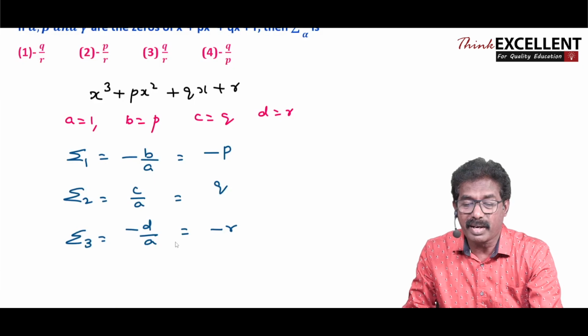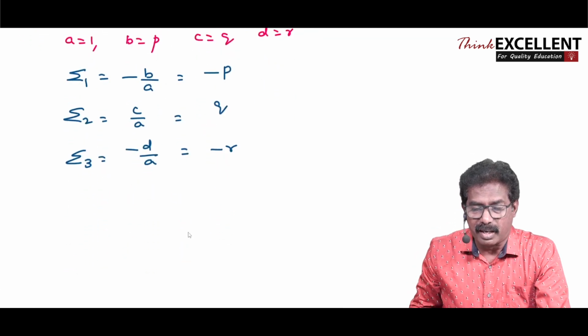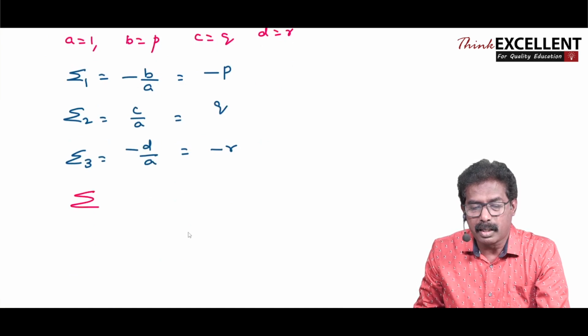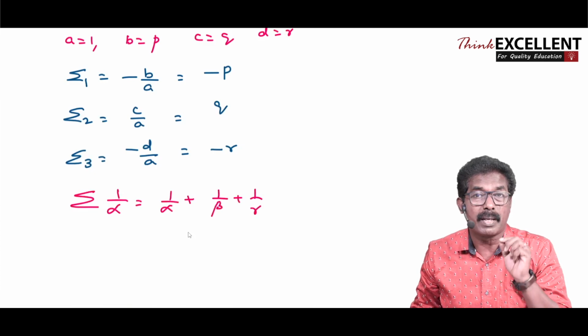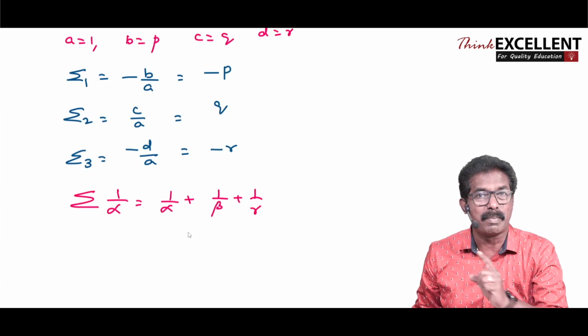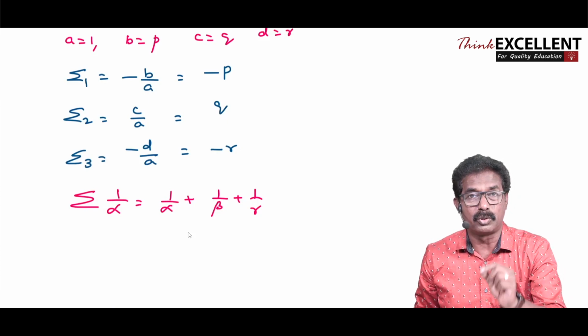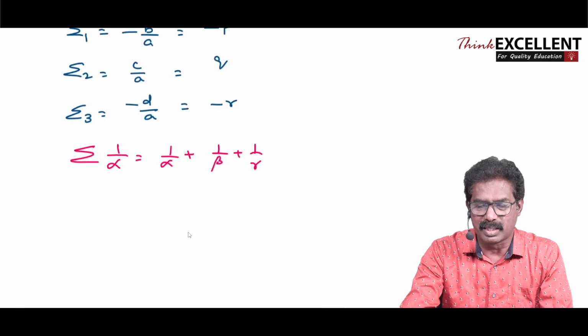See what they asked to find here? They asked to find sigma 1 by alpha, meaning 1 by alpha plus 1 by beta plus 1 by gamma. With proper understanding you learn. Sometimes even in 2 mark they'll ask these questions, right? So don't mug up the objective questions. Suppose a 2 mark compulsory question is asked, if you know the method of how to do it, you can score marks very easily, right?